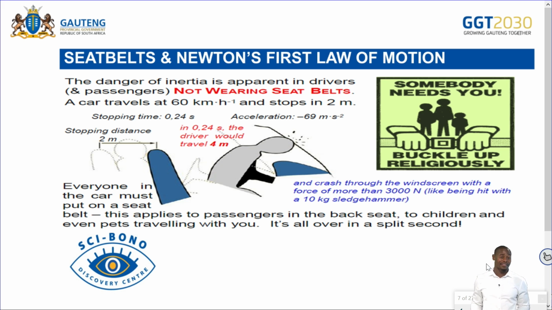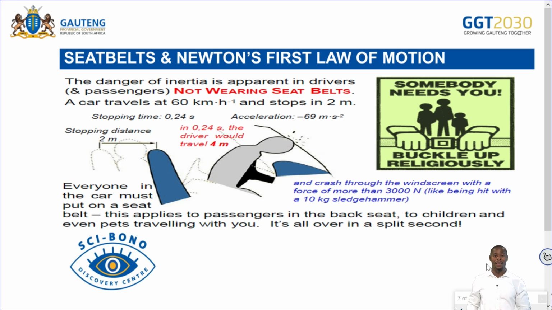Then if, for example, you are not wearing a seat belt, you are likely to collide with the steering wheel if you are a driver, or if you're a passenger, you're likely to collide with what? With the dashboard, right? So I think that is the main reason why we should wear a seatbelt. In case of such emergencies, we need to make sure that you wear your seatbelt.